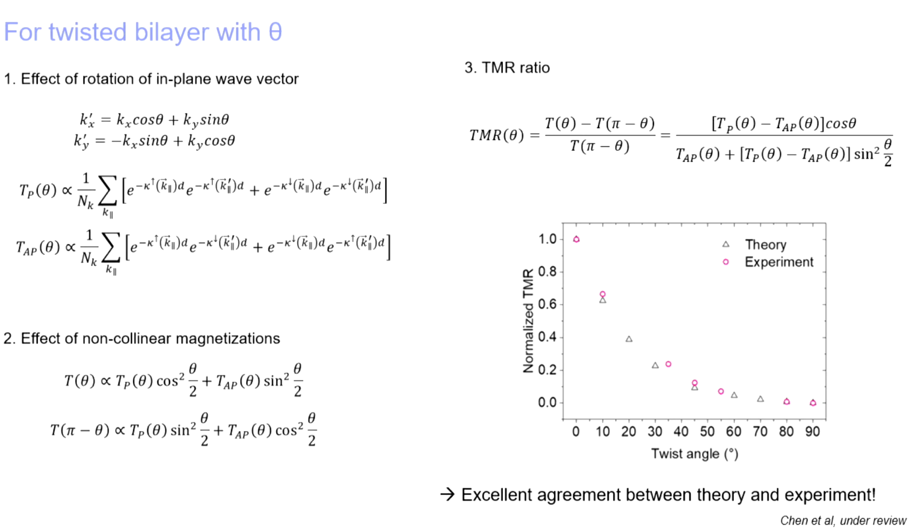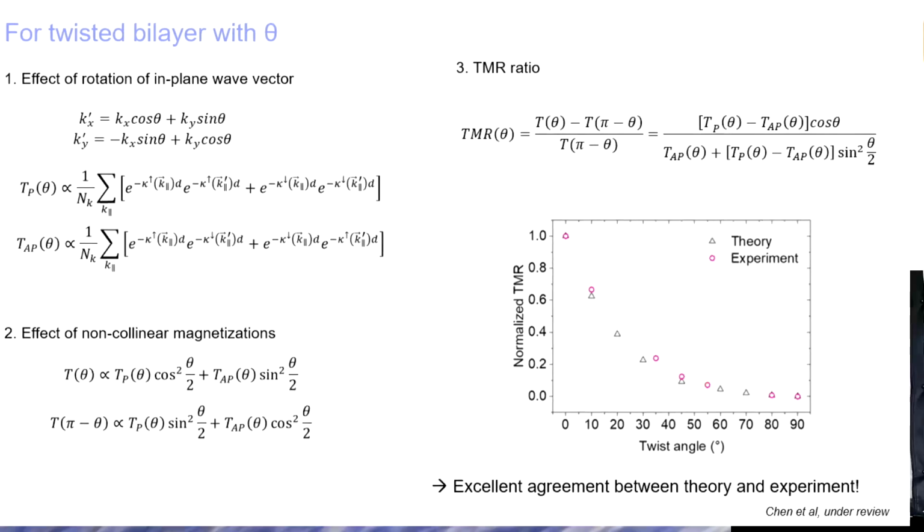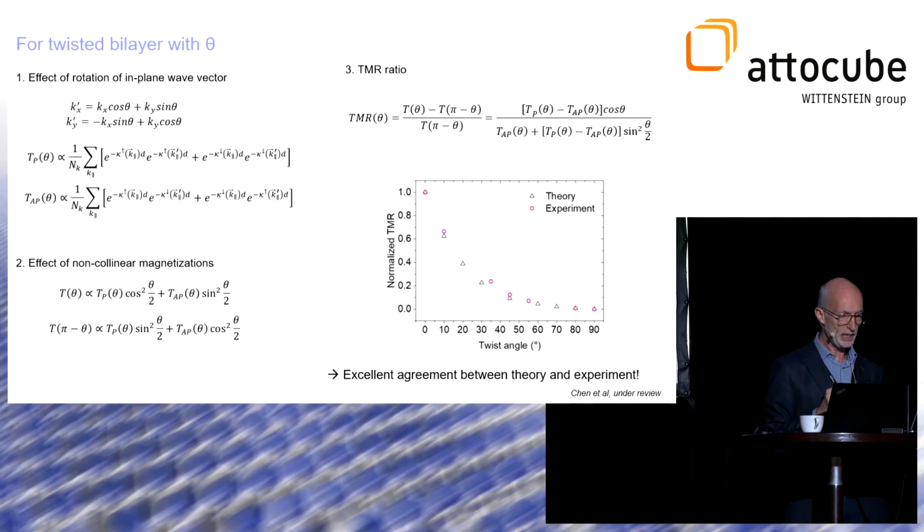So this is the tunneling magnetoresistance normalized to zero twist angle as a function of increasing twist angle. And you can see the red dots are the experiment. So these are individual devices we've made with different twist angles. And the theory, the black dots from Evgeny and his group, you can see matches extremely well at low temperature. So this we think is very interesting. Now, that's one topic.